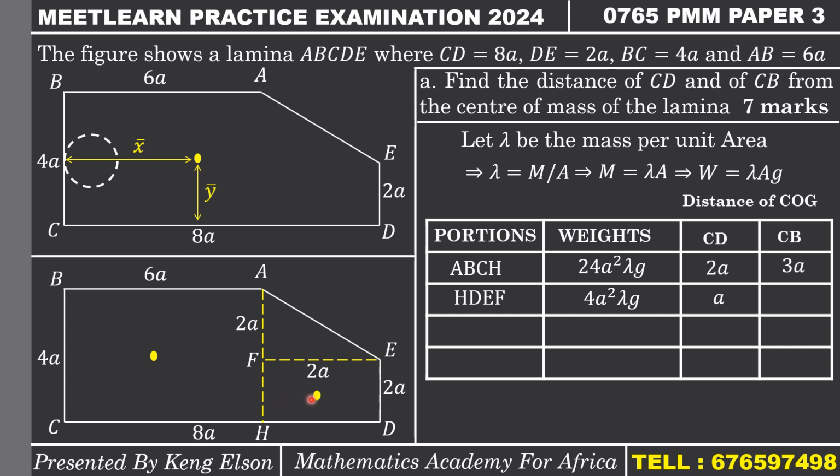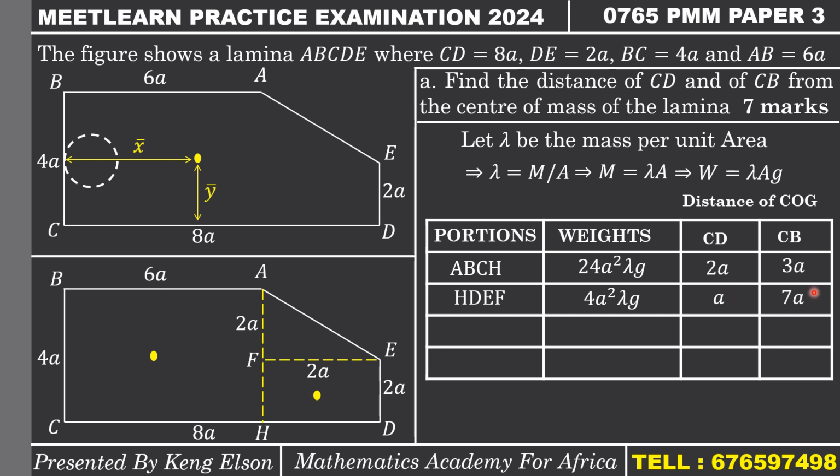But we are not finding the distance from the center of mass of the portion to the side FH. We are finding the distance to CB. So since this little distance here is a, this remaining distance here is 6a. It therefore means that the distance from this point right up till CB is 6a plus a, which is 7a.